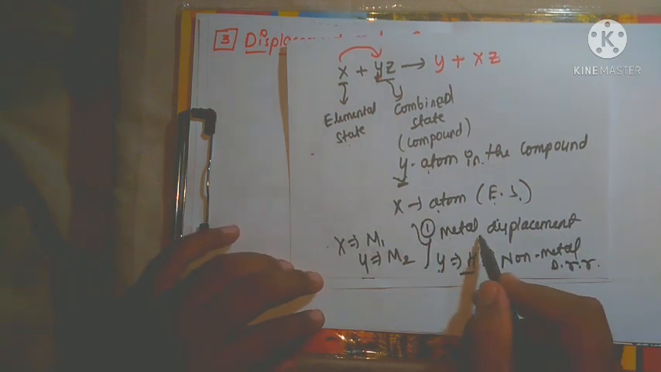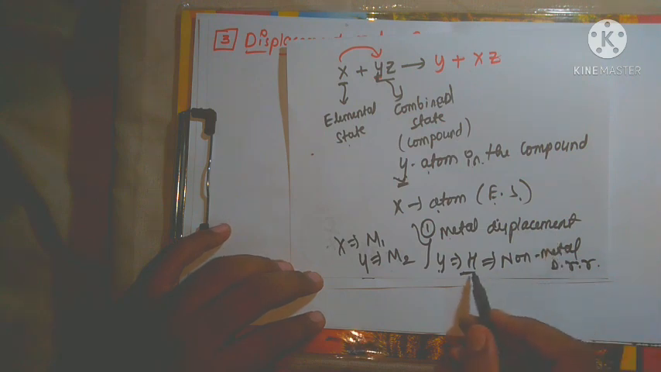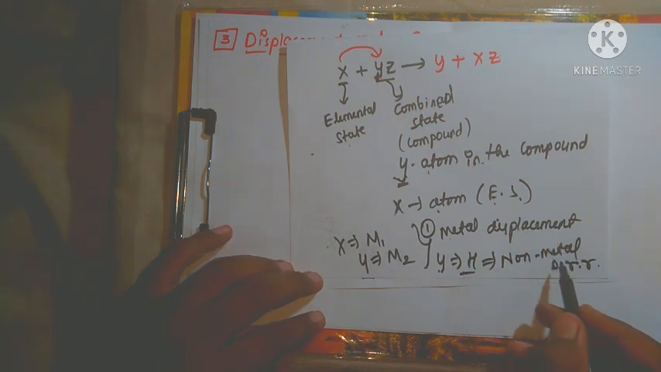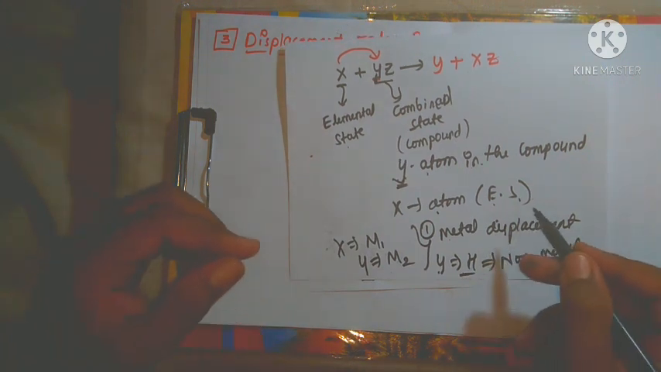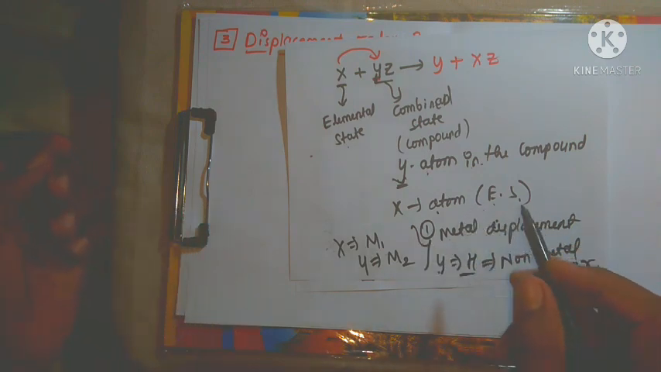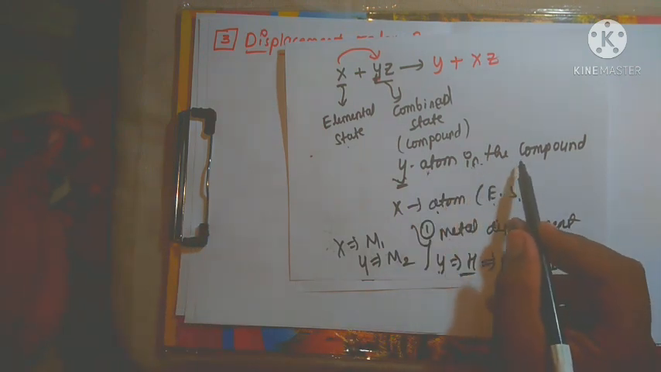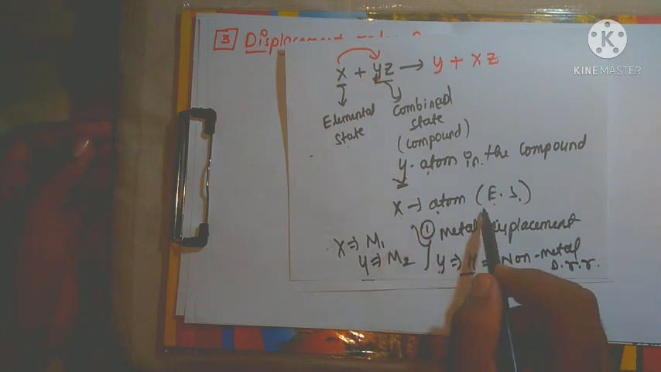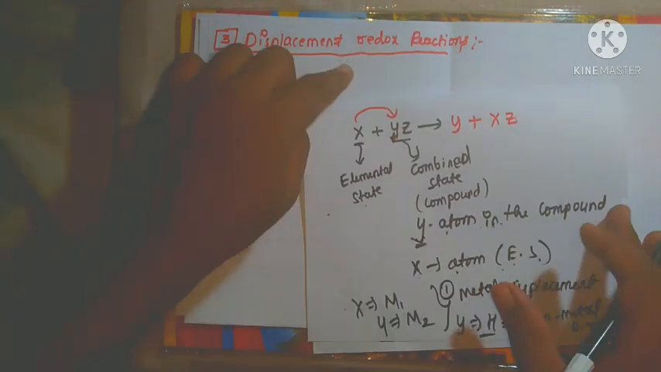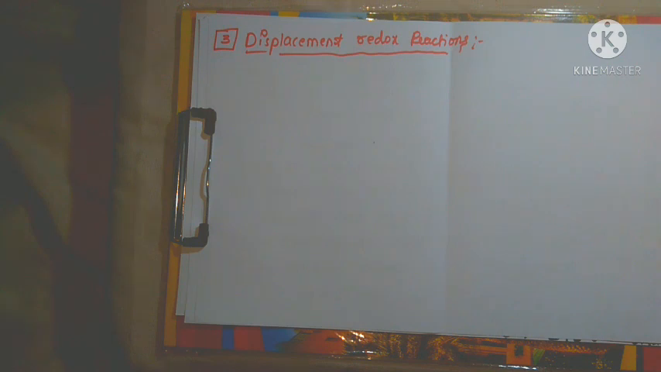Those are the two types of displacement redox reaction: one is the metal displacement redox reaction, another one is the non-metal displacement redox reaction. That we will discuss later on. First we will write the definition. When the atom in the compound is displaced by another atom which is in the elemental state, it is called a displacement redox reaction. That is what I am writing here as the definition.